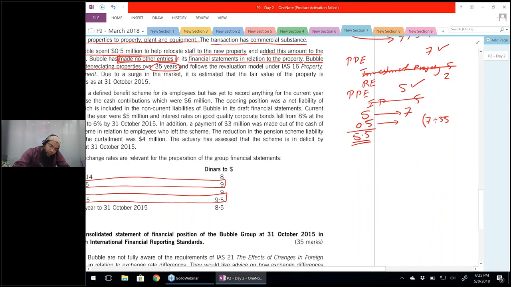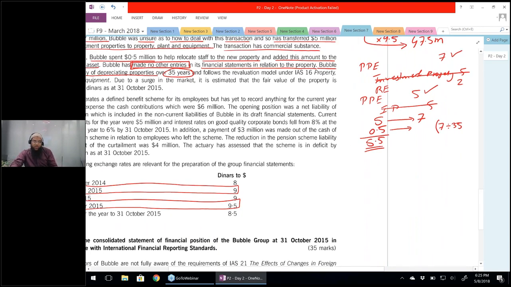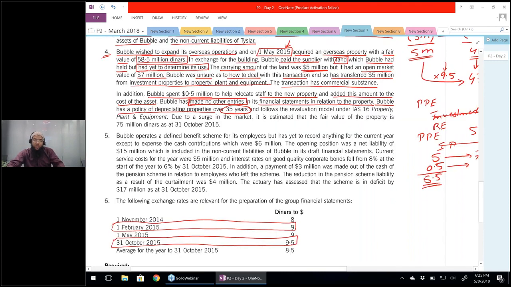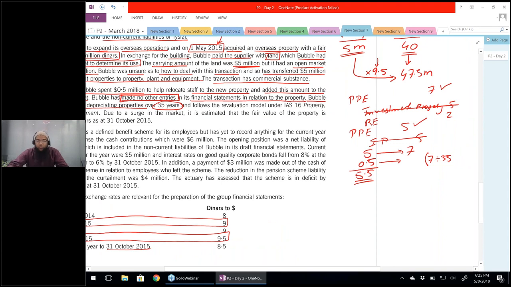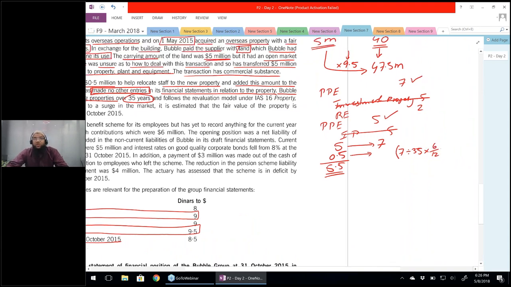And we have bought the property on 1st May, with the year end being 31st October. So May, June, July, August, September, October. So we are going to charge 6 months depreciation. So 7 divided by 35 into 6 by 12 will give us a depreciation charge of 2.5. So first we should be charging depreciation of 2.5.